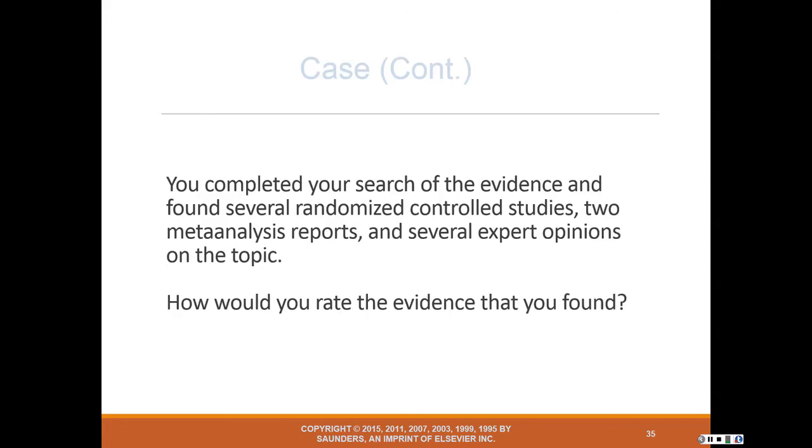You completed your search of evidence and found several randomized control studies, 2 meta-analysis reports, and several expert opinions. How would you rate the evidence? How would you rate the level of evidence that you found? Okay, go back to that chart on the hierarchy of evidence.